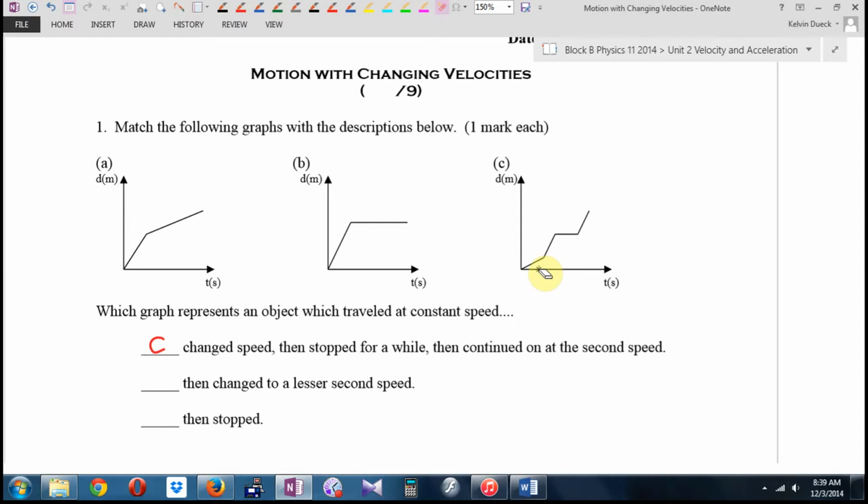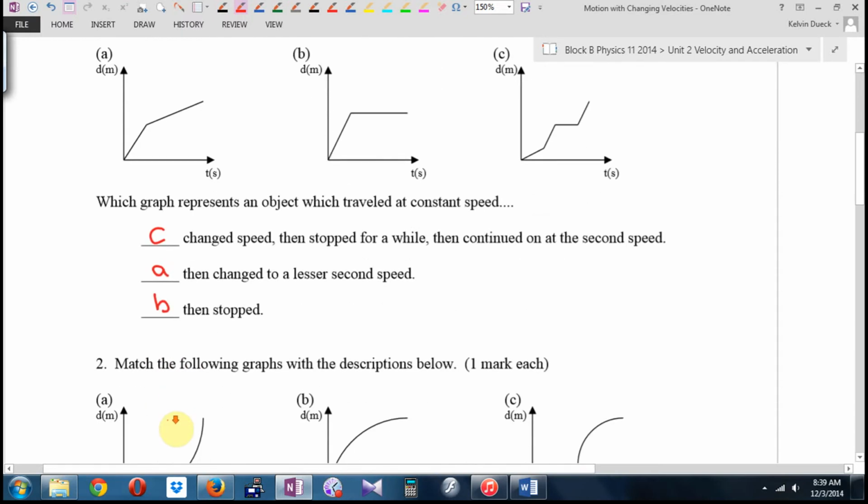Change to a lesser second speed. A. Stopped. B. So one cab, CAB.